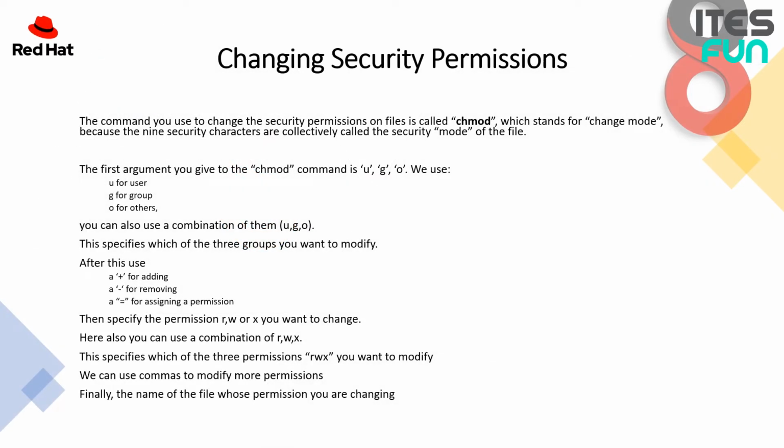First thing is changing security permissions. The command we use to change the security permissions on files is called chmod, which stands for change mode, because the 9 security characters are collectively called the security mode of the file. What are the 9 characters? As we have already discussed in our previous lesson, every user, group and others have read, write and execute permissions. So read, write, execute for all 3 gives a total of 9 characters.